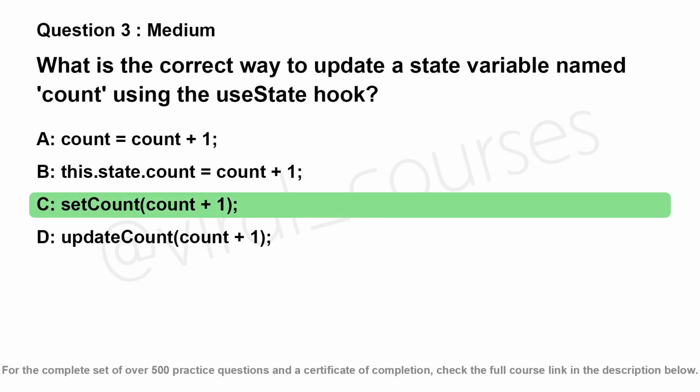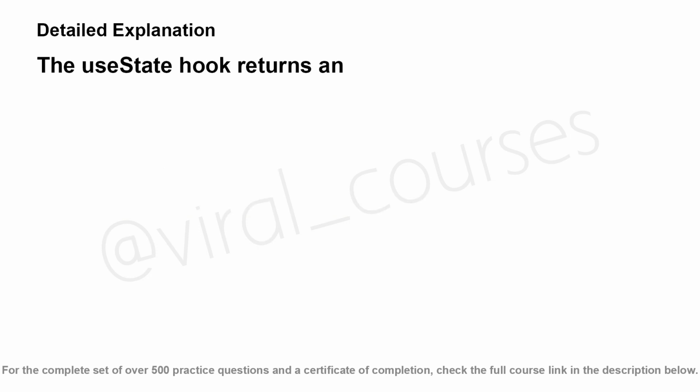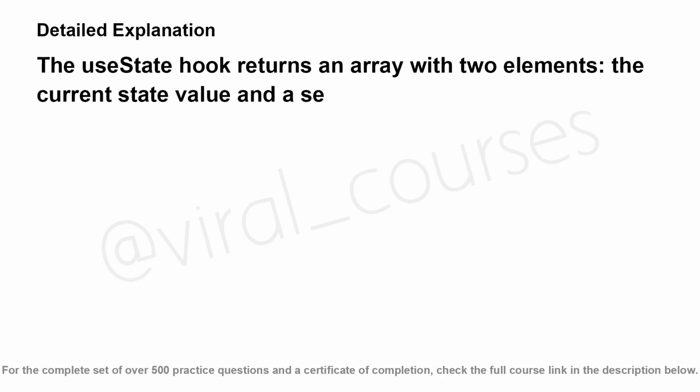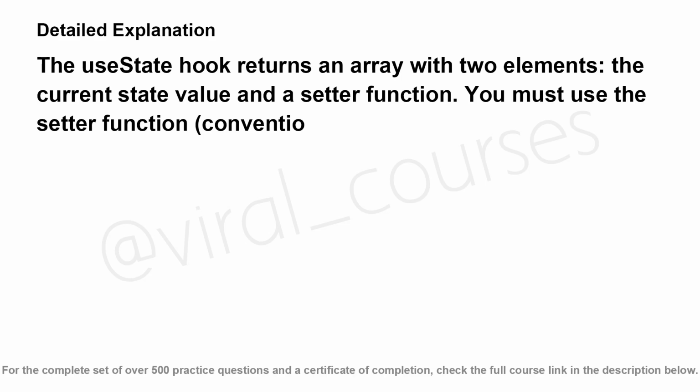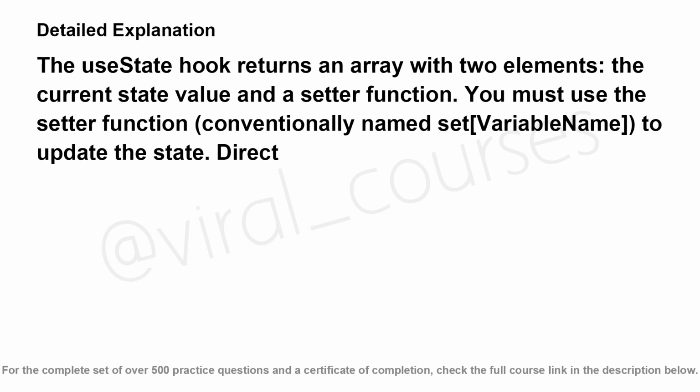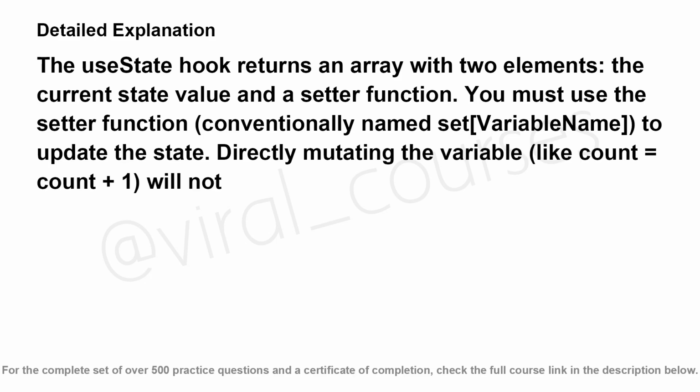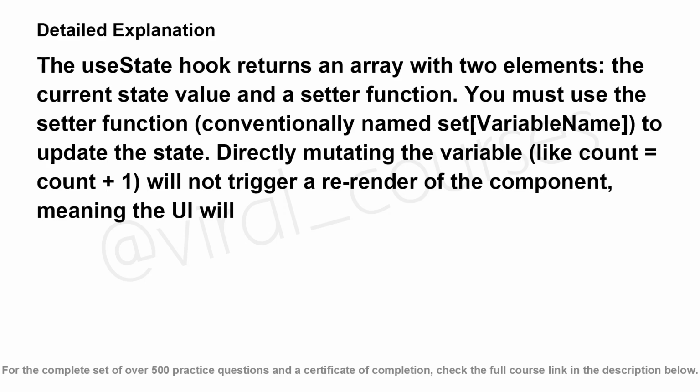The correct answer is C. The useState hook returns an array with two elements, the current state value and a setter function. You must use the setter function, conventionally named set followed by the variable name, to update the state. Directly mutating the variable, like count = count + 1, will not trigger a re-render of the component, meaning the UI will not reflect the change.